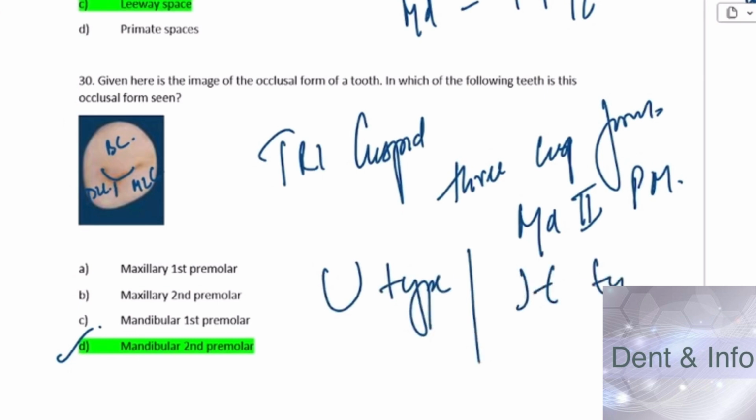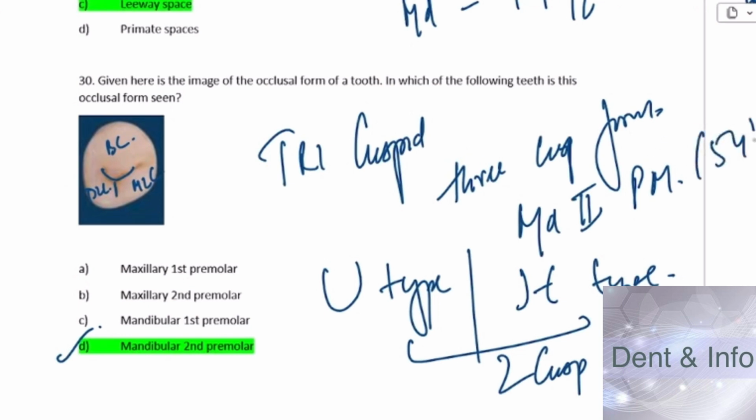Another two occlusal forms that we can see are either a U type or an H type. Both U and H types are seen in the two-cusp type. One of the studies found that 46% of individuals had the two-cusp type, that is the bicuspid premolar, whereas 54% had the three-cusp variant. So the tricuspid variant is more common than the bicuspid variant.